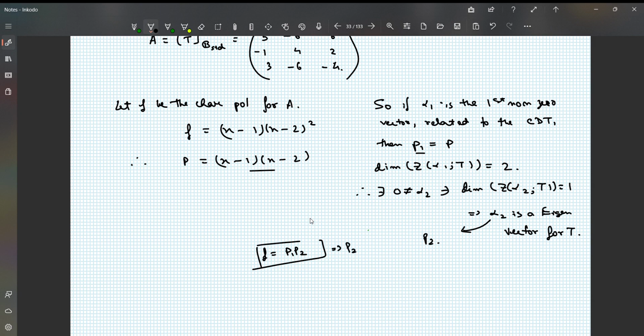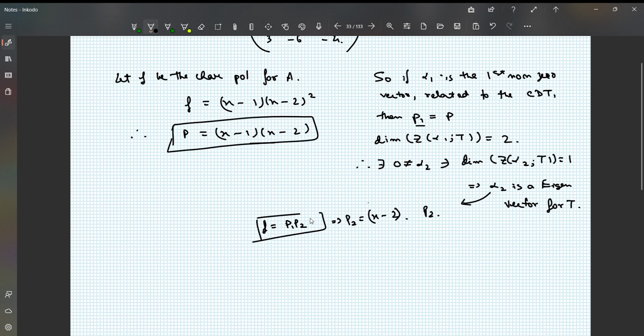So what should be the choice of P2? The choice of P2 is exactly x minus 2, right? So alpha 2 can be thought of as an eigenvector corresponding to the eigenvalue 2, right? Okay. So we have got the T annihilator of alpha 2 as x minus 2. The T annihilator of alpha 1 is x minus 1 times x minus 2. So we have got both the T annihilators.